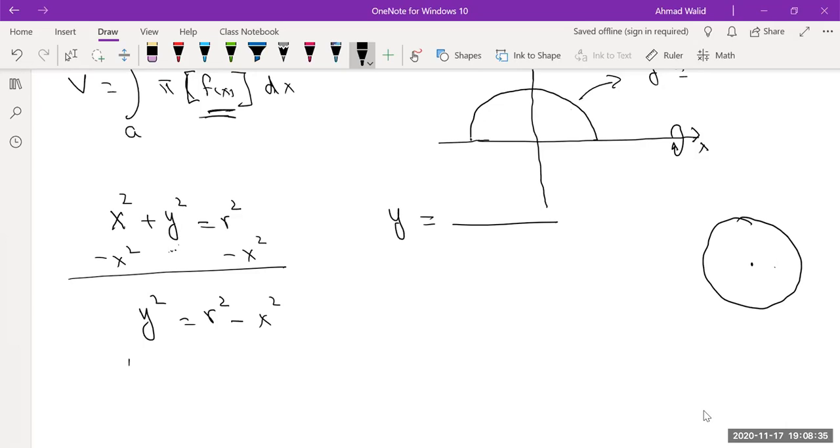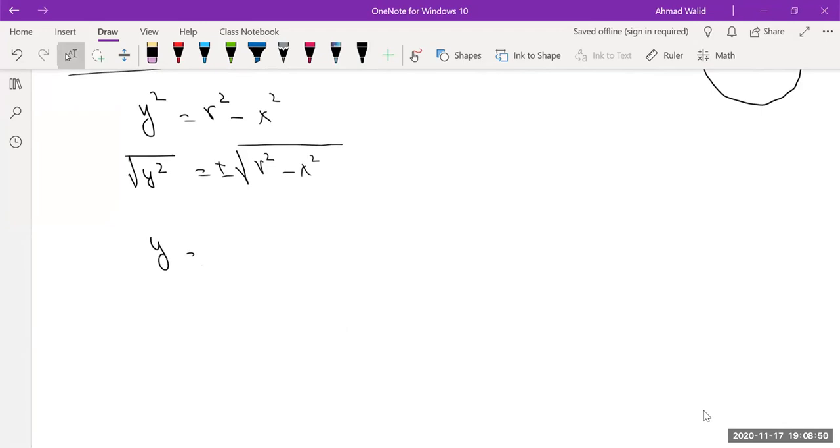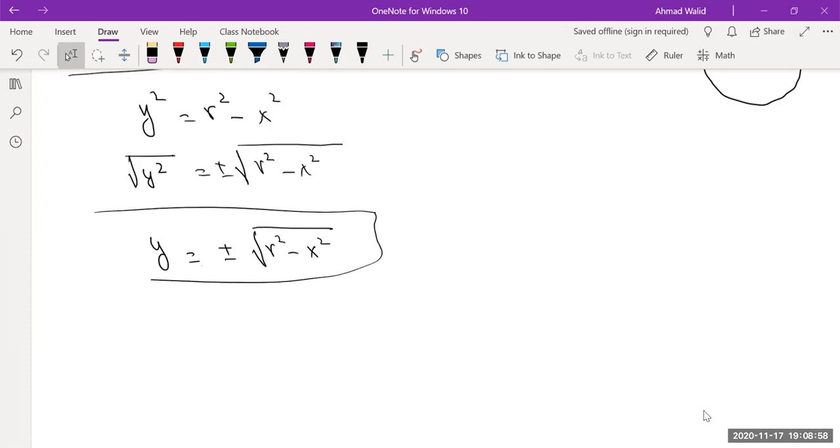Let's solve it for y. Take the square root of both sides. The square root of y squared equals plus or minus the square root of r squared minus x squared, so I end up with y equals plus or minus the square root of r squared minus x squared. This is actually the equation for half of the circle. You see, because you have y on this side, this equation will be the equation for half of the circle.